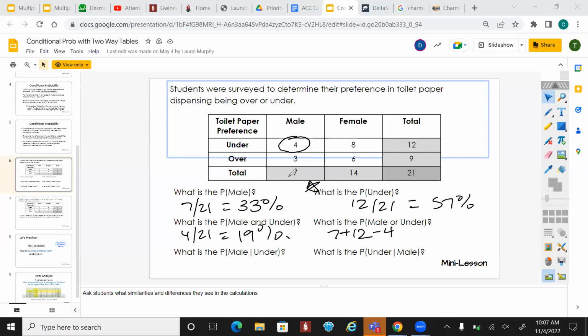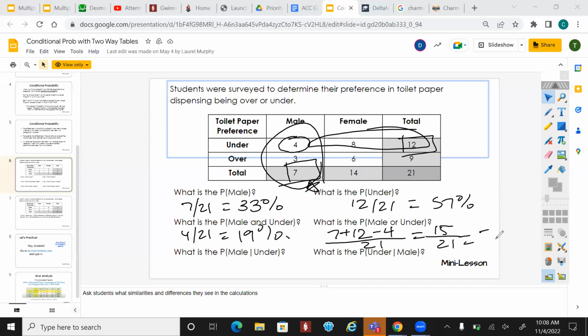Okay, so here it is again. For male or under, we're going to take the total of men, the total of under, and we're going to subtract the ones that they cross over on. Do we see why? Because they get counted in this column and they get counted in this column. So we need to subtract 4 of them because they're being counted twice. So that's out of the 21. We got 7 plus 12, which is 19, minus 4, which gives us 15 out of 21. That's 71%.